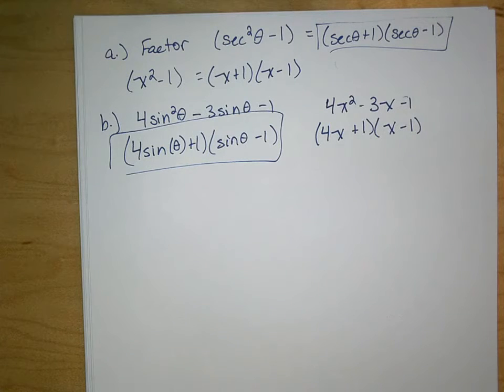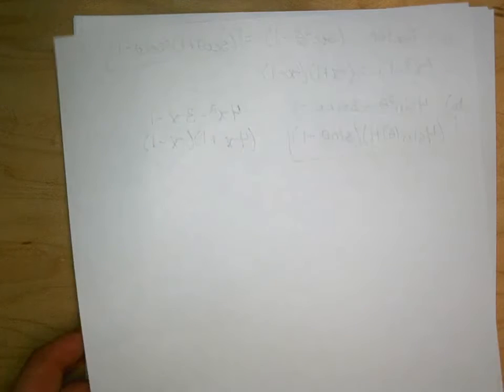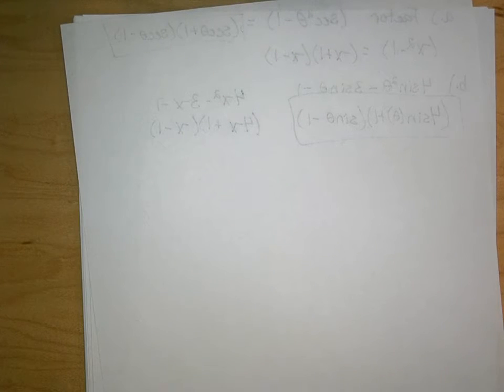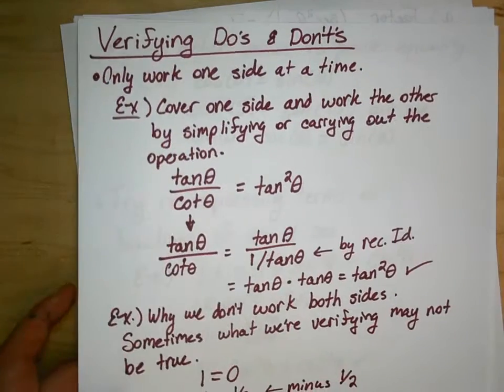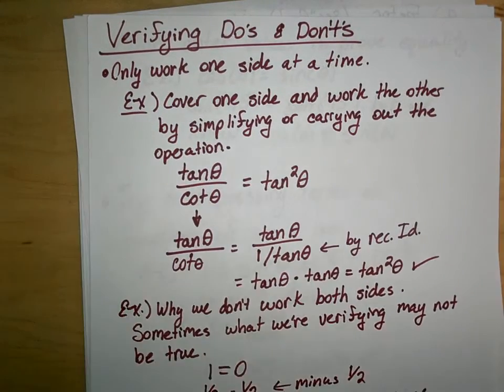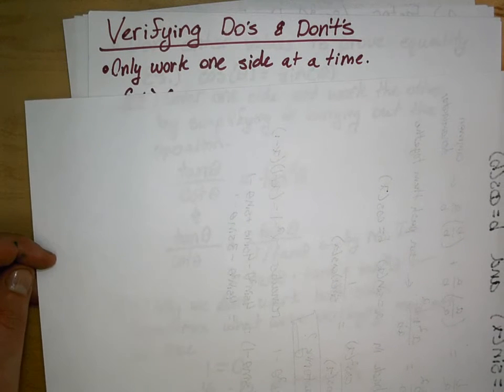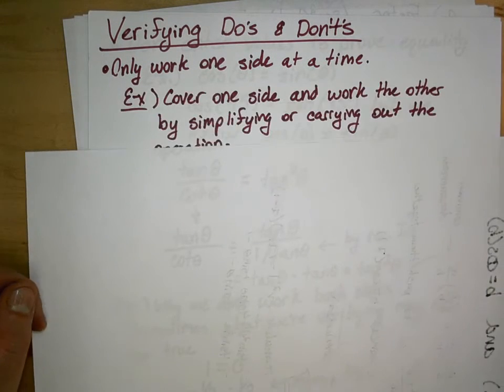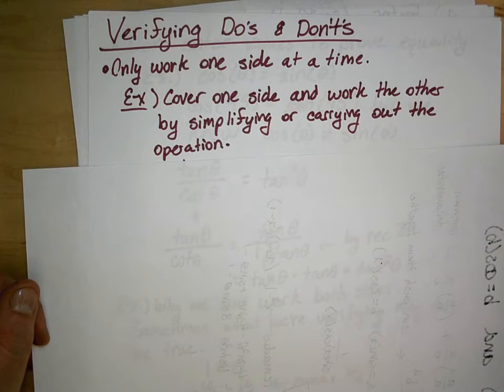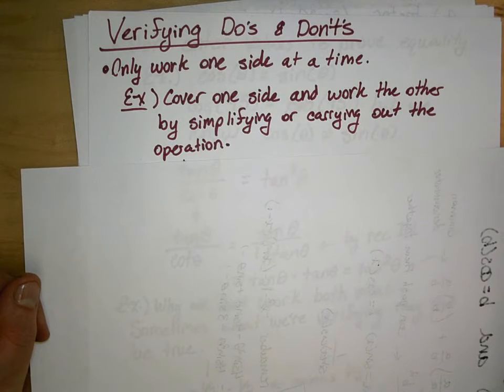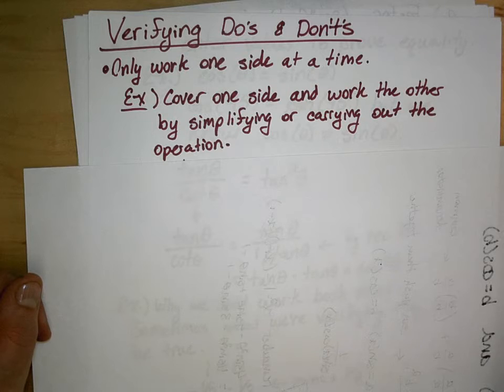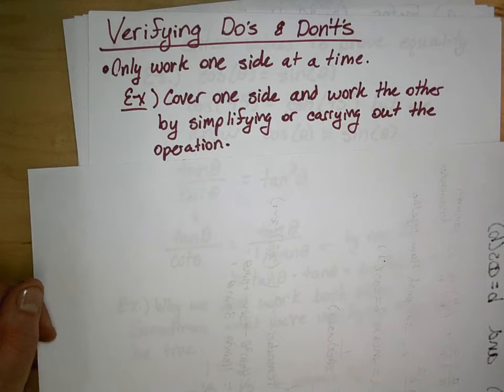Okay, so now, before we get into actually verifying identities, I would like to go over the do's and don'ts of verifying identities first. So the verifying do's and don'ts. All right, so only work one side at a time. Why is that? Okay, so we'll get to that in just a second. So what you're going to do is cover up one side and work the other by simplifying or carrying out the operation.